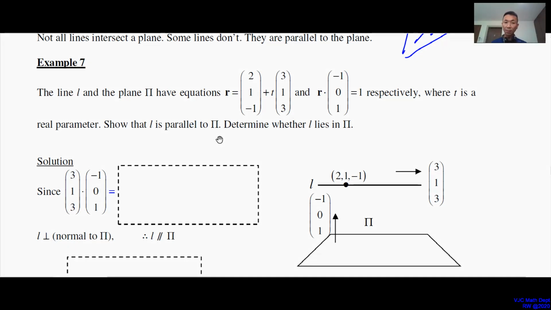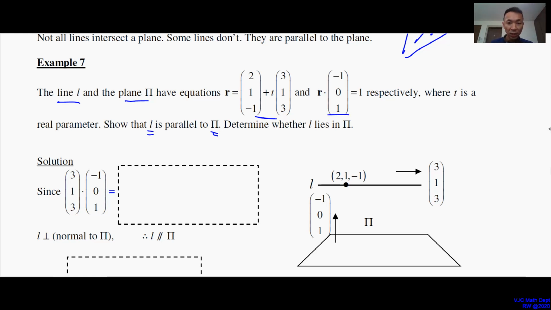Okay, let's take a look at example 7. After taking a look at how we find the point of intersection between a line and a plane, now we take a look at how a line can be parallel to a plane where they do not intersect. Example 7: there's a line with this equation, there's a plane with this equation. Show that the line is parallel to the plane, and determine whether L lies in pi.